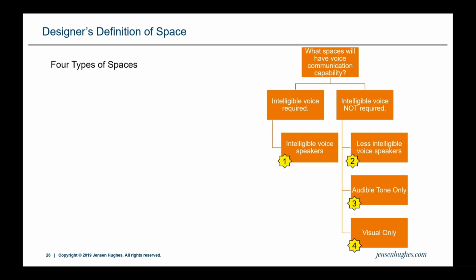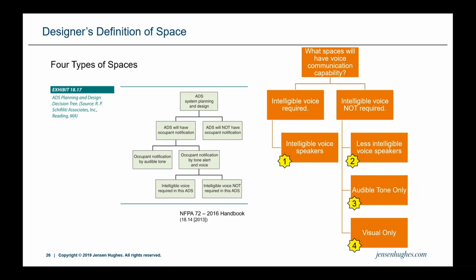We also may use one or the other of the other options, using an audible tone only, for instance, like a horn or a chime or some other just audible device, or a visual only device. And this is what's often done. Again, the restroom example is probably one of the best that can be made. Now, this is my version, kind of how I break down these 4 spaces so we can come up with a design. The NFPA 72 handbook has a chart in it from Robert Schifiliti, and it's similar, but it breaks it down the same way.